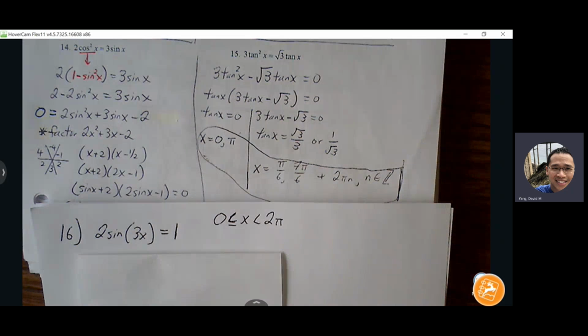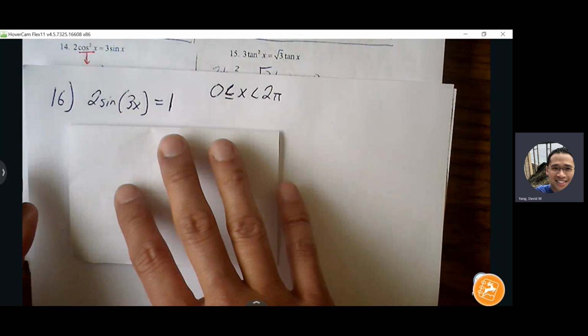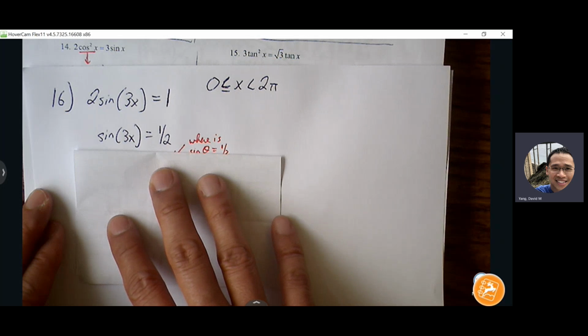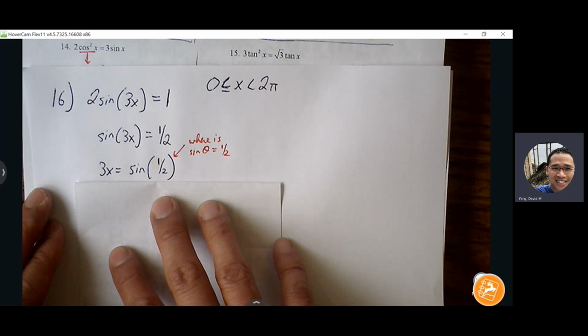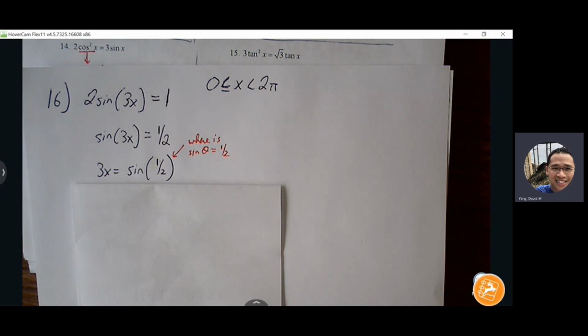Okay. Everybody good with 14 and 15? Does anybody still need to look at 15? Okay, 16. So divide by 2, bring in inverse sine. So now we're asking ourselves, when is sine of theta equal to 1/2? What would you say? Pi over 6 and 5 pi over 6.